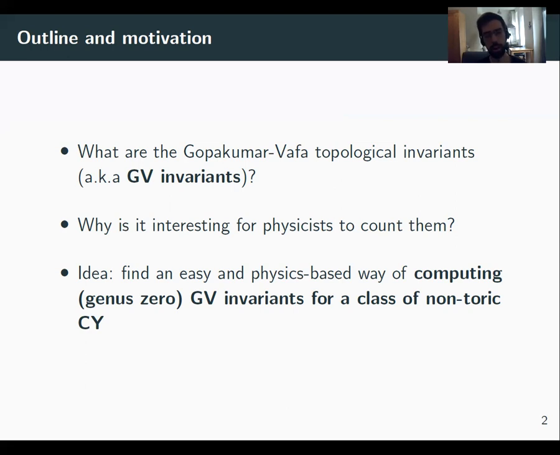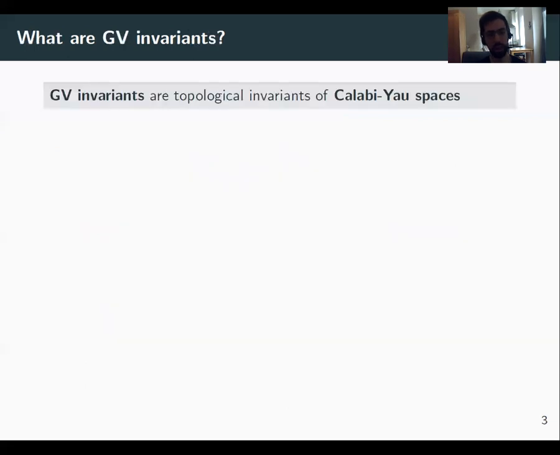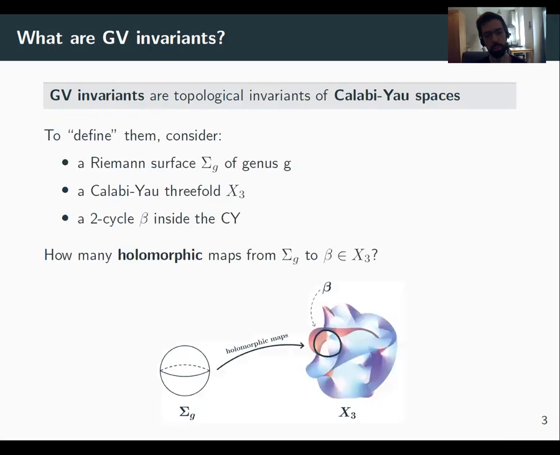So what exactly are these GV invariants? They are topological invariants, meaning that they do not change under homeomorphisms, and they characterize Calabi-Yau spaces. Now, we can define them, roughly speaking, in this way. Consider a Riemann surface, sigma g, of some genus g, a Calabi-Yau threefold X3, and a two-cycle beta inside this Calabi-Yau. Now we ask, how many holomorphic maps can we build from the Riemann surface sigma g to the two-cycle beta inside the Calabi-Yau, as you can see in this picture?